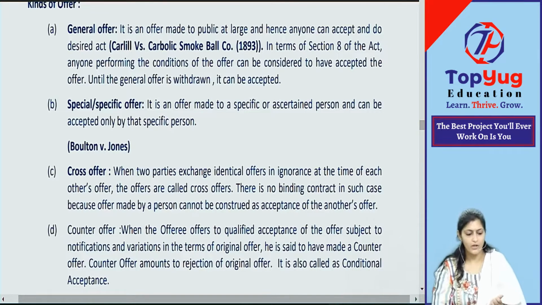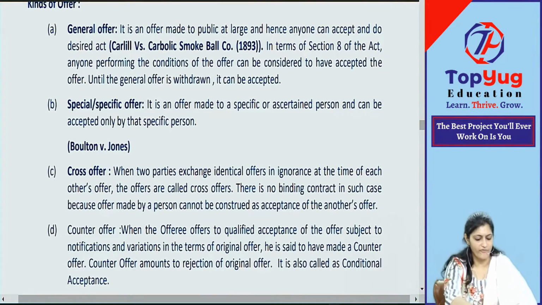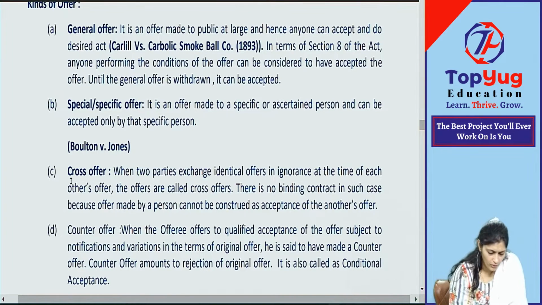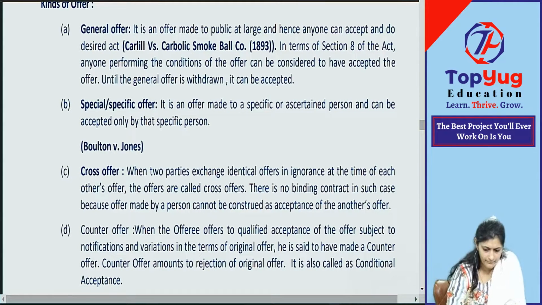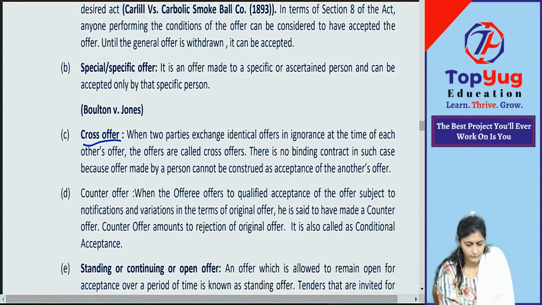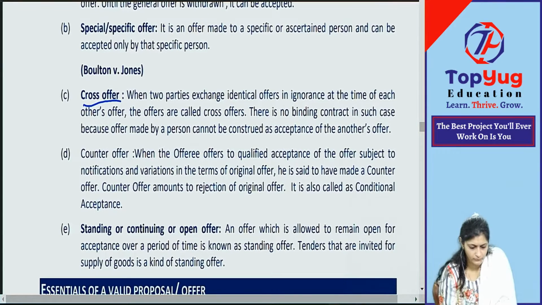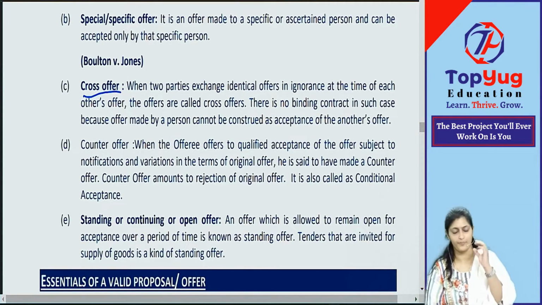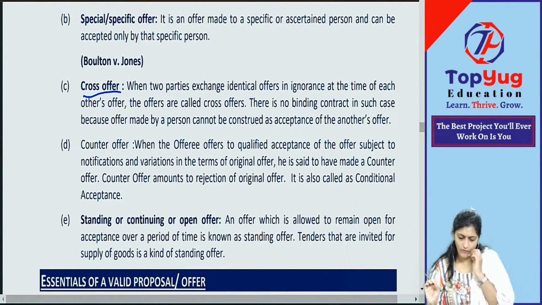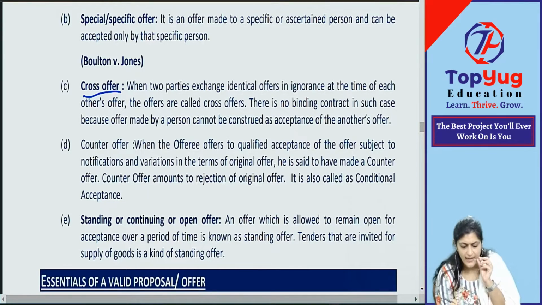The next offer is cross offer. What is this cross offer? When two parties exchange identical offers in ignorance of each other, it is known as cross offers. What happens when two parties, what are they doing? They are exchanging identical offers here.